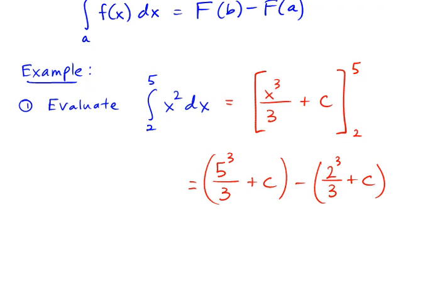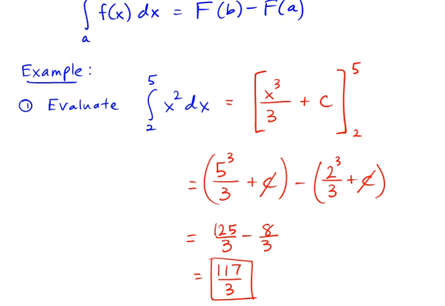Substituting in the limits, we get 5 cubed over 3 plus c minus the quantity of 2 cubed over 3 plus c. And note that when you distribute the negative sign here, the constants of integration simply cancel out. So for the next example, I'm not even going to bother writing down the constant of integration, since this is always going to happen every time you evaluate a definite integral. The constant of integration is just going to subtract itself out. Simplifying all of the arithmetic here, we end up with a result of 117 thirds.